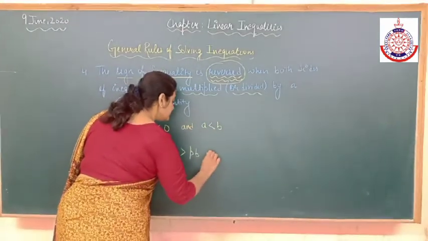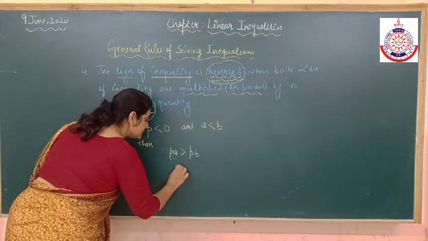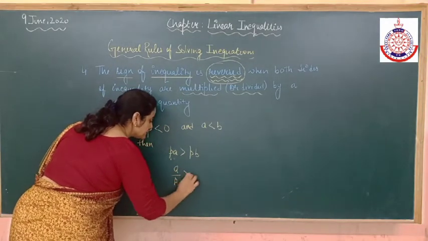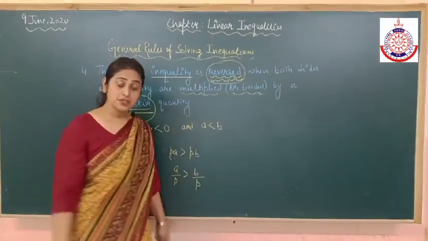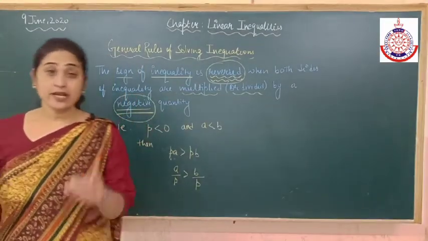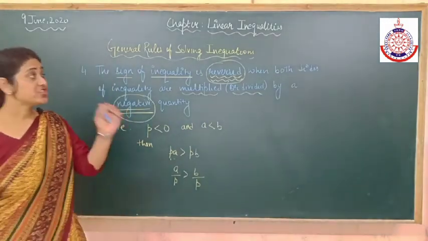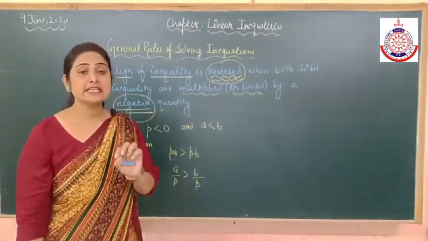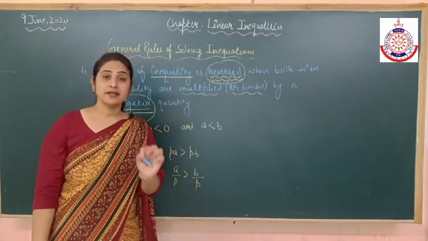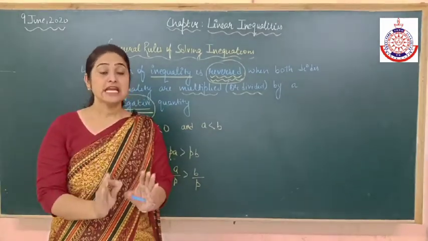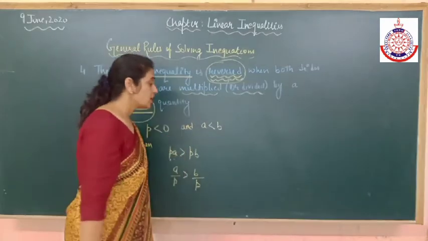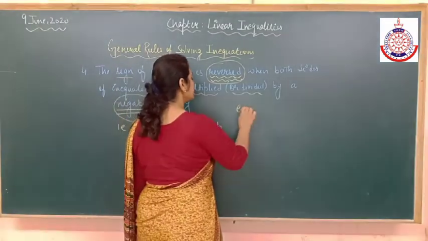Similarly, if I divide, the sign of inequality is reversed. Is it clear? The sign of inequality changes. It is reversed when it is multiplied or divided by a negative number. Children, you have to keep this in your mind. This is very important.